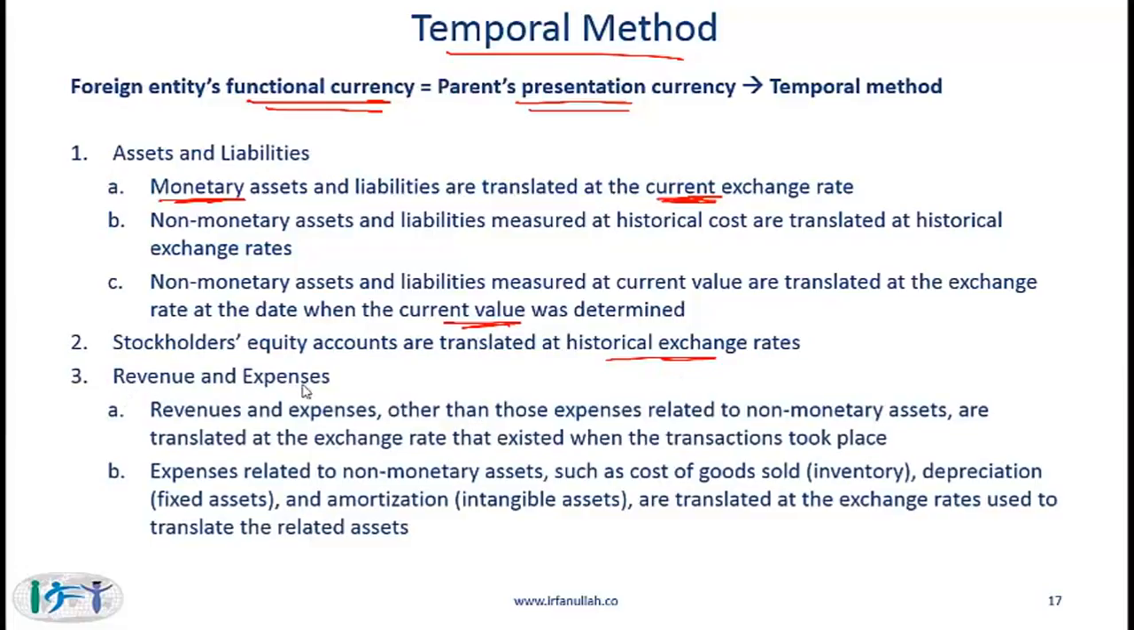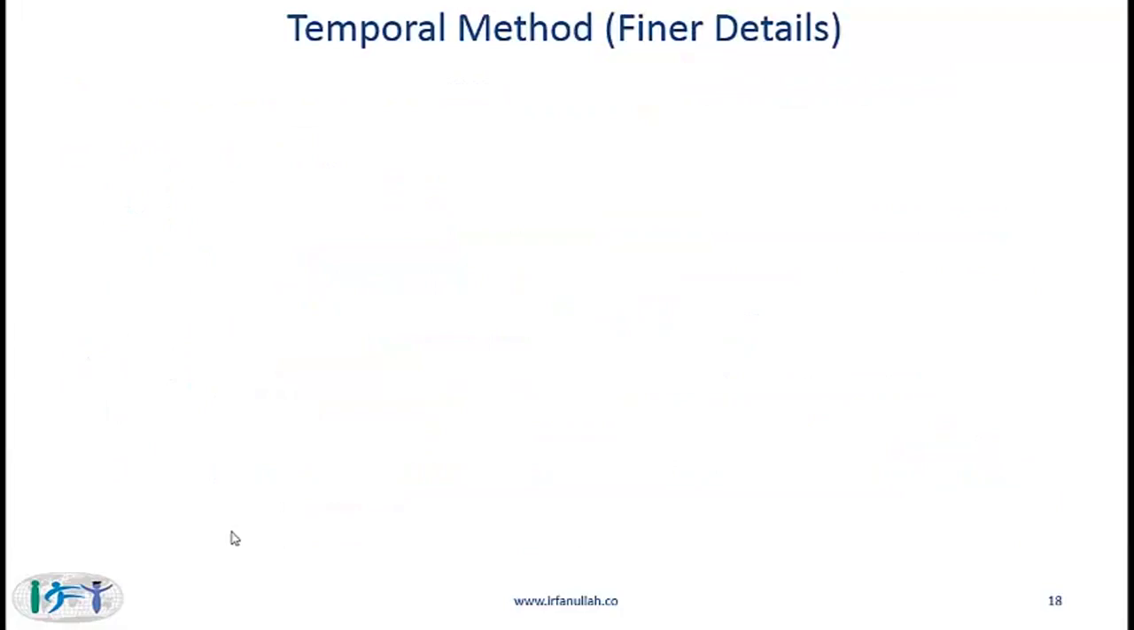And then revenue and expenses. Revenue and expenses other than those expenses related to non-monetary assets are translated at the exchange rate that existed when the transactions took place. Expenses related to non-monetary assets such as cost of goods sold, depreciation and amortization are translated at exchange rates used to translate the related items. We will understand these points through examples.